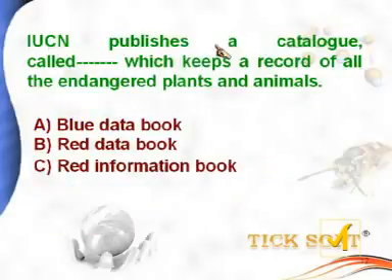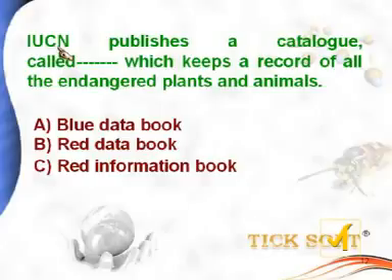IUCN publishes a catalogue called dash, which keeps a record of all the endangered species, plants and animals. The options are option A, Blue Data Book, option B, Red Data Book, and option C, Red Information Book. See, this IUCN has a catalogue. In that catalogue, they have the record of endangered plants and animals. Endangered means extinct plants and animals. That is, those plants and animals are no longer living now.